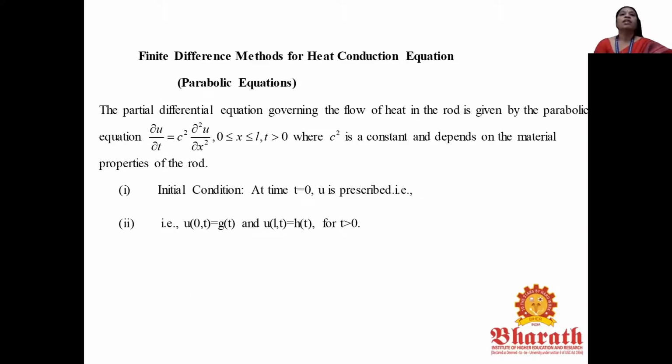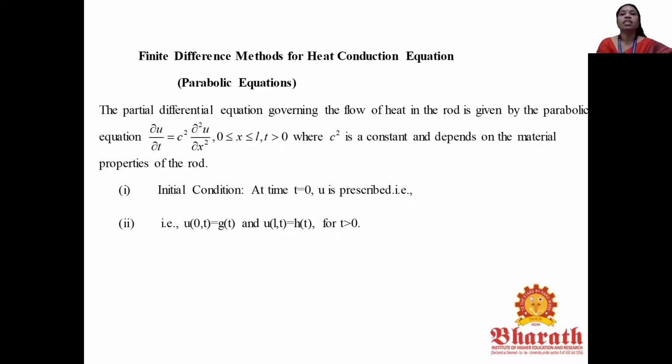So next is the finite difference method for the heat conduction equation, that is, parabolic equations. The partial differential equation governing the flow of heat in the rod is given by the parabolic equation ∂u/∂t = c² ∂²u/∂x², where x lies between 0 and L, that is 0 ≤ x ≤ L, t > 0, where c is a constant and depends on the material properties of the rod.